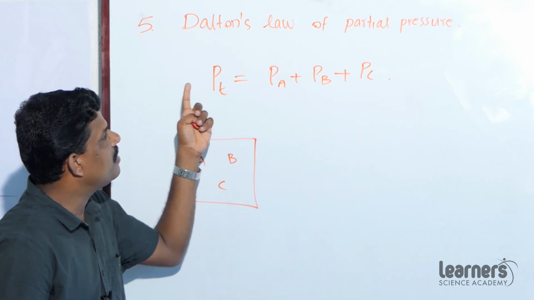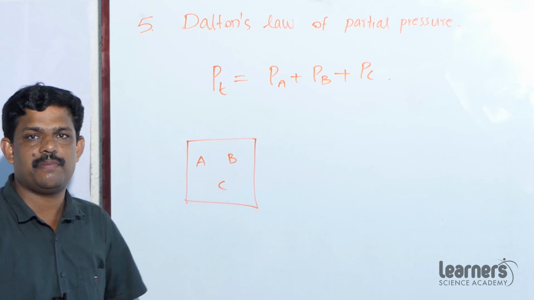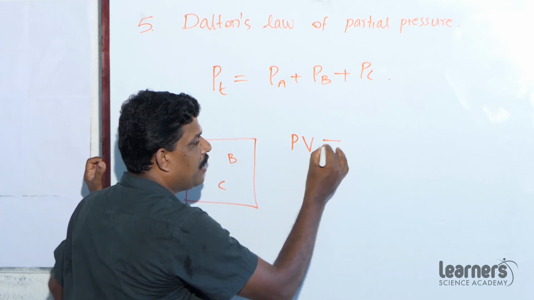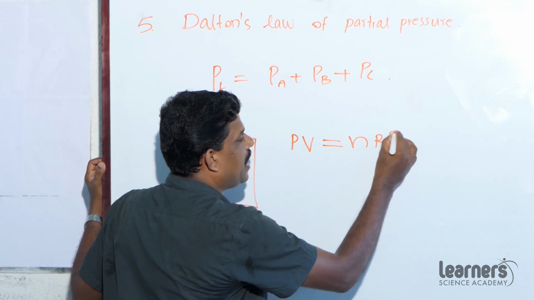This is called Dalton's law of partial pressure. According to the ideal gas equation, we know that PV is equal to nRT.